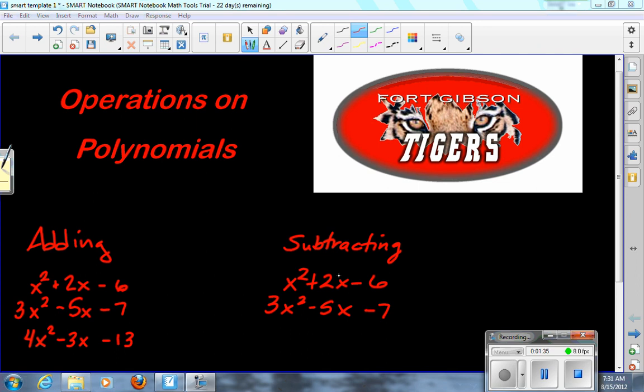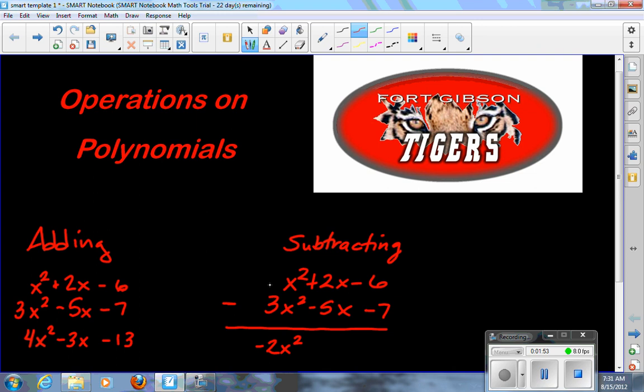So let's say I was subtracting these same two trinomials, except the only difference is now I want to subtract all of these from this one. And so what I need to do is either go individually x squared minus 3x squared and get a negative 2x squared, 2x minus negative 5x gives me a 7x, because this turns into a plus. Negative 6 minus negative 7 gives me a positive 1. So that's one way to do it.